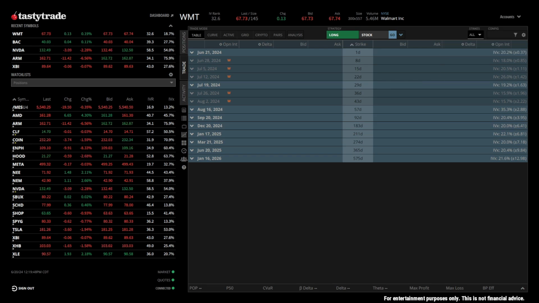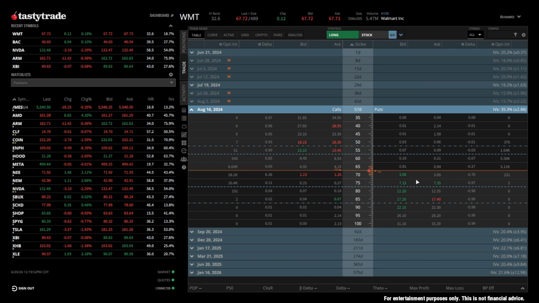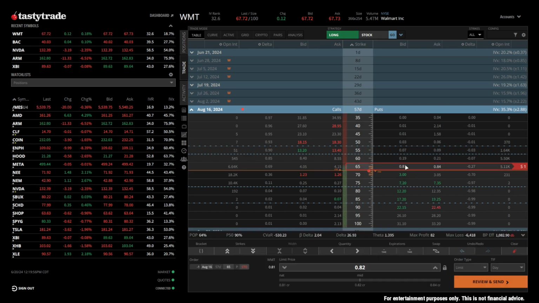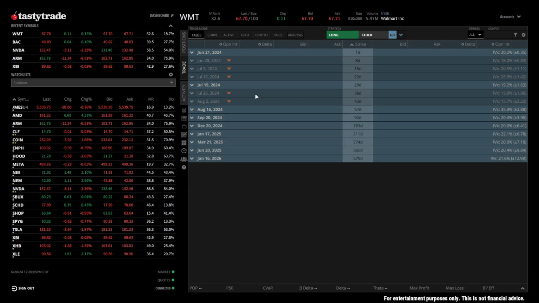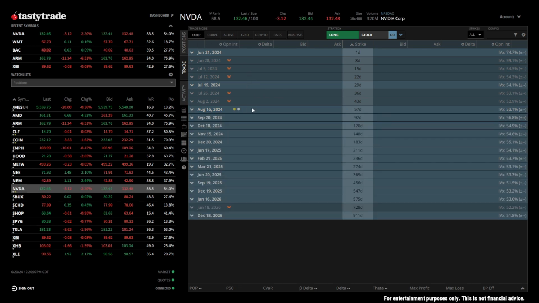Then I take a look at the actual IV percentage, and then I take a look at the options chain and see how far out of the money I can get for selling something, between 16 and 30 deltas. And do I like the premiums? Do I like the risk reward on that trade? And if I don't, then I go find something else. Maybe I go find something with a little better IV rank.